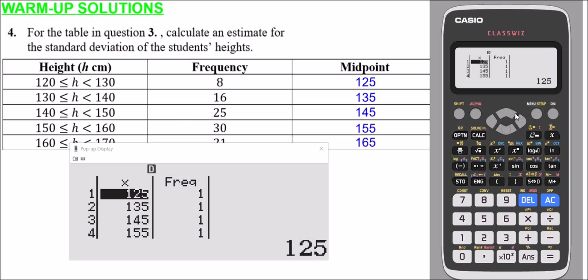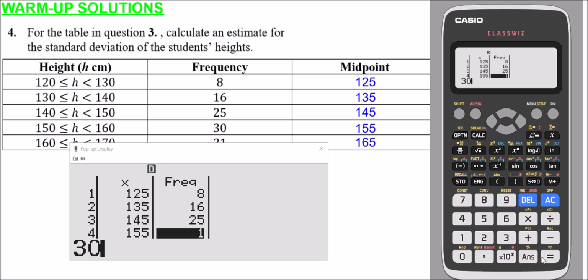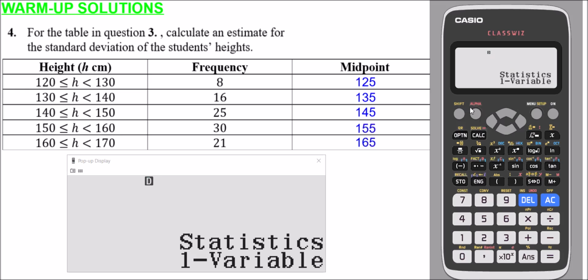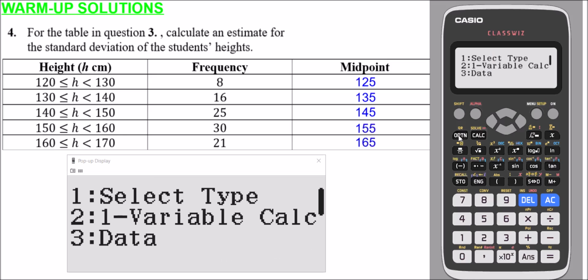We're then going to scroll back up and type in these corresponding frequencies. So the first frequency is 8, after 8 it's going to be 16, then 25, then 30, and the last one, I've slightly hidden it, I think it's 21. Yeah, the last one's 21. Press equals. Once you've typed in all your data, we press AC. So press AC to clear it all away, then we press OPTN, and then we're going to press option 2 to bring up the calculations based on our one variable. So press option 2.